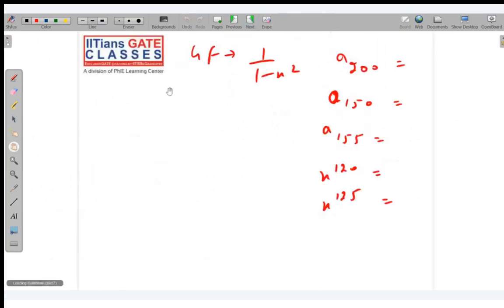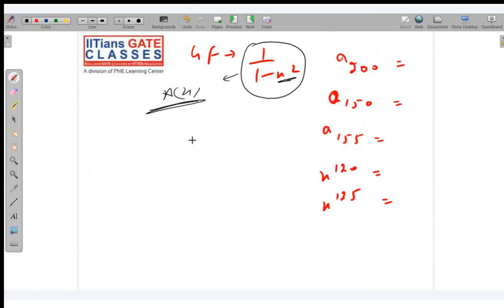So finally, the generating function is 1 upon 1 minus x square. The moment you get it, it is the generating function of a_r x power r. What is a_120? I have just told you, when r is even it is 1, and when r is odd it is 0. We want the coefficient of x power 120, that is a_120. Even, so it will be 1. So simple. They can ask questions like this.